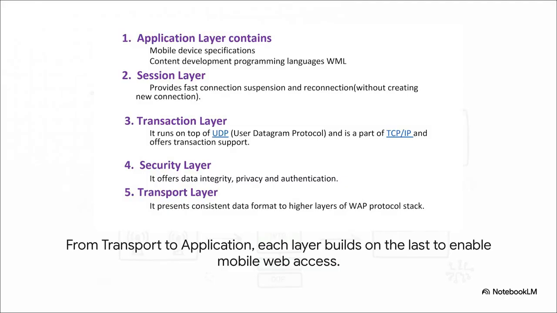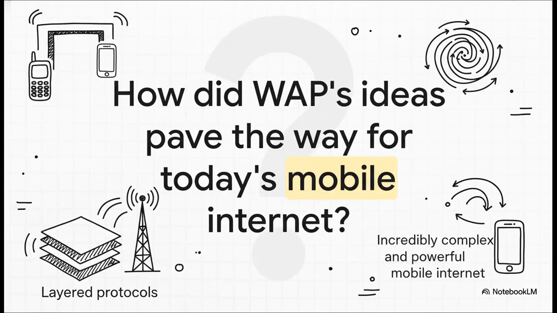So let's just recap real quick. We have this really elegant 5-layer system, right? The transport layer provides the common base, the security layer locks it all down, the transaction layer makes sure requests are reliable, the session layer manages the spotty connection, and finally, the application layer brings it all to life on your screen. WAP itself might seem like ancient history now, but it was such a critical first step.